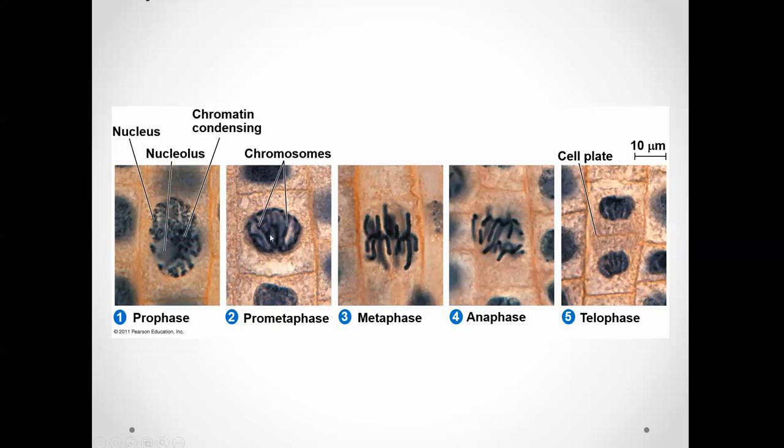The chromosomes are condensed. We can't see what's happening with the cytoskeleton here, but you can refer to the previous slides to see what happens there. In metaphase, the chromosomes are lined up at the metaphase plate. In anaphase, the sister chromatids are separated into daughter chromosomes. And then in telophase, we're forming new nuclei, and we are undergoing cytokinesis. In this case, a cell plate is forming between those two nuclei.